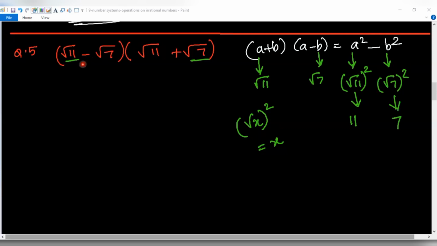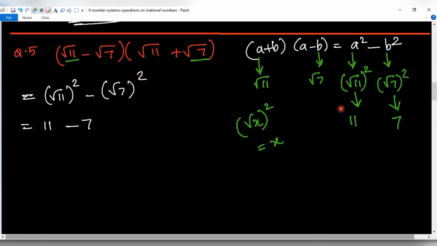So now we can take all these things here. This is same as a square minus b square, root 11 the whole square minus root 7 the whole square, that is 11 minus 7. Okay, 11 minus 7, or it is 4. So this is the answer.